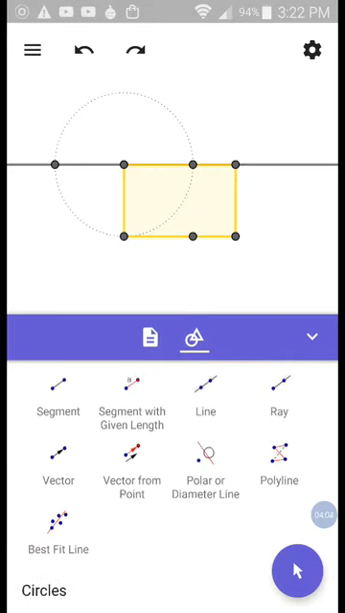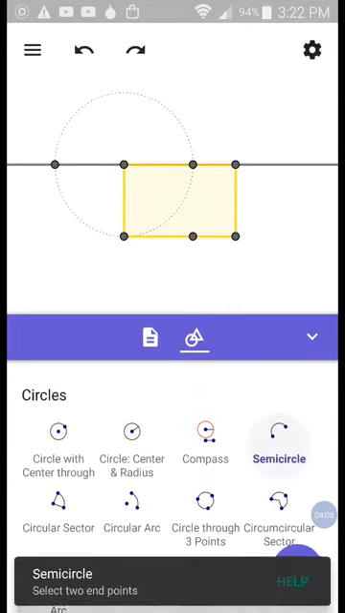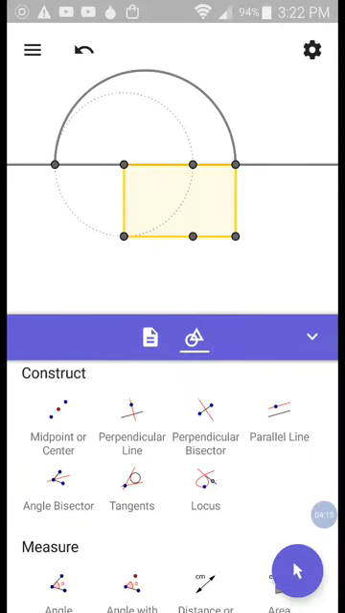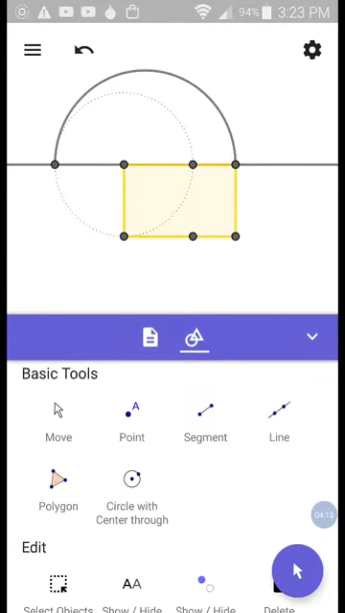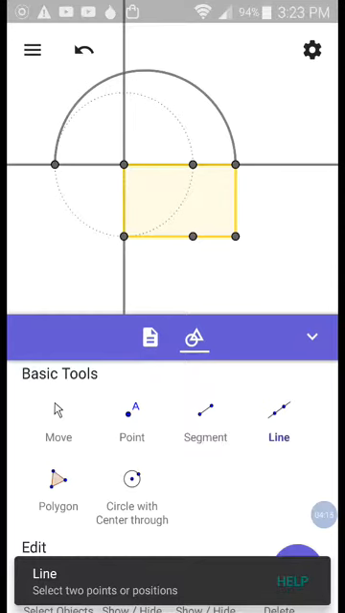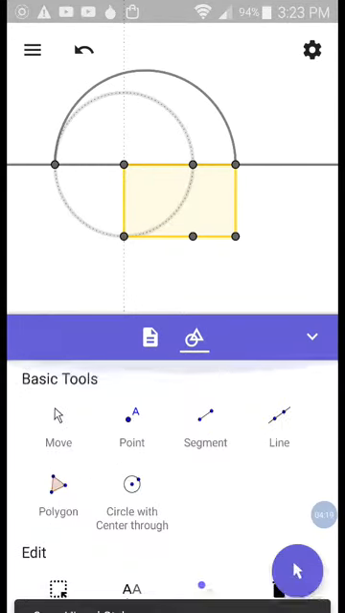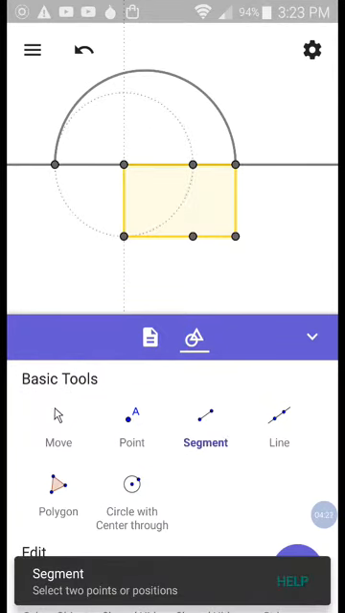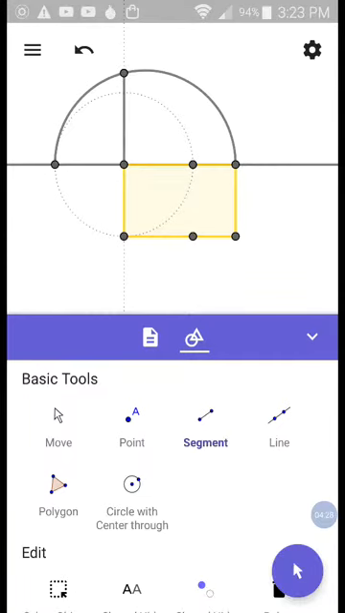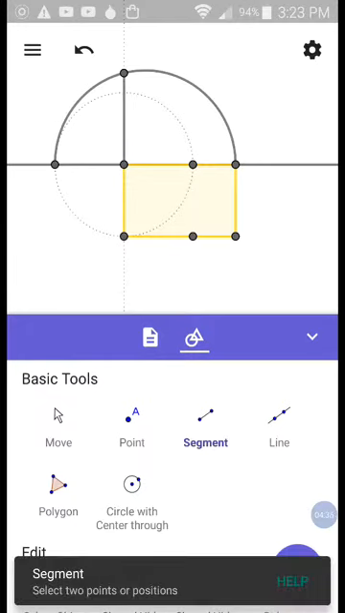I keep forgetting, a semicircle in GeoGebra is defined between two points, so there's a semicircle. Now I'm going to want a vertical line here. I'll copy the visual style of this light circle, and I'm going to need to put a point up there, and then this is the actual length. That then would be the square root of phi. Now, how does this work? I don't know exactly. I can't tell you in deep detail, but I can tell you this.